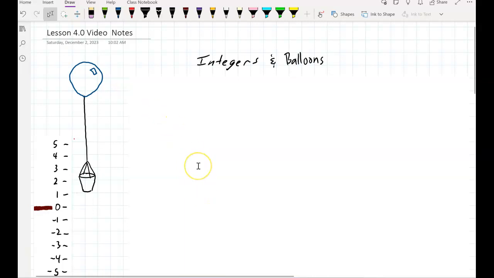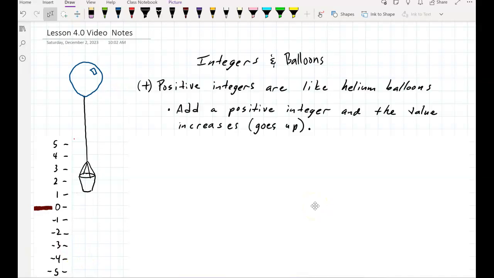So, how are integers and balloons alike? Well, we're going to find out. Now, your positive integers are like helium balloons. When you add a positive integer, the value increases, or it goes up, right? So make sure you write this down. Add a positive integer, the value increases, or it goes up.